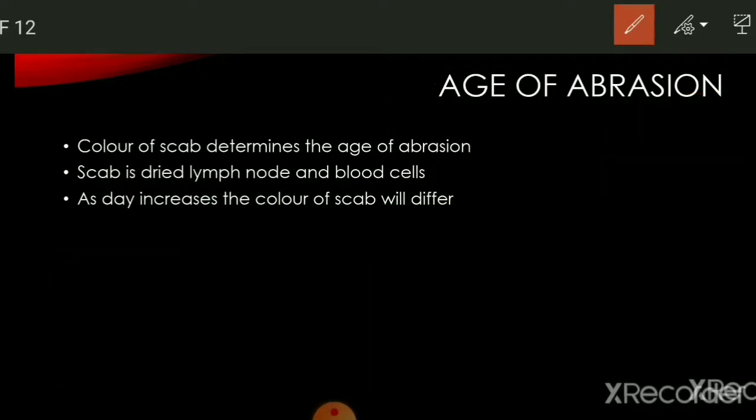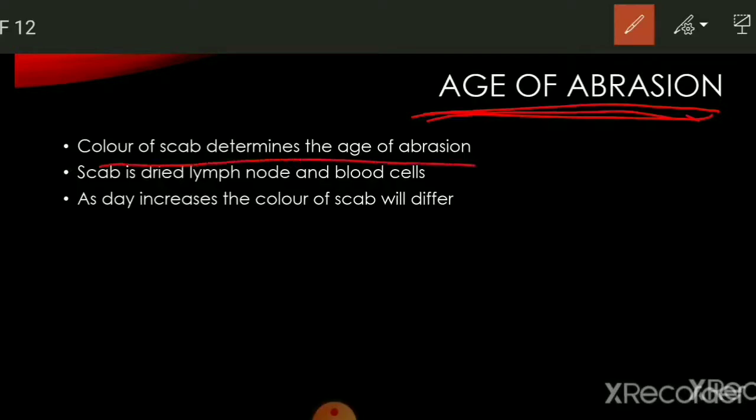Next we are going to discuss the age of abrasion. It is very important to determine the age of abrasion. It is of medicolegal importance. We will discuss it further. How will we determine the age of abrasion? The age of abrasion is determined by the color of the scab. So what is scab? Firstly, scab is the dried lymph and the blood cells.